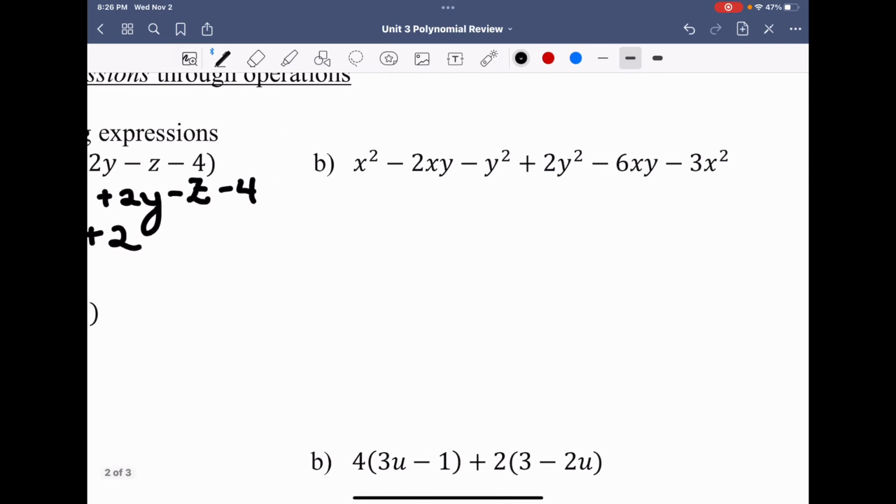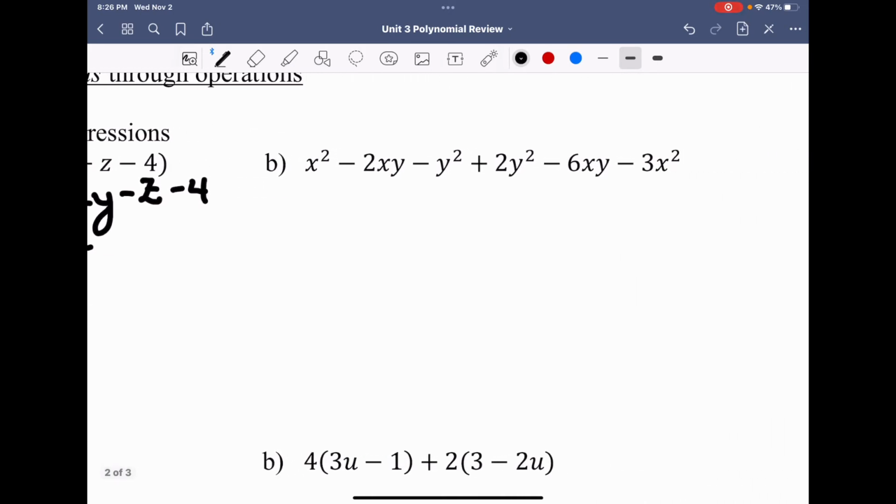All right, I go over to B here. To collect the like terms, it looks like they just want me to identify the common terms. My x squareds are going to get the single underline. My xy's will get the double underline. And then finally my y terms, I may just use a squiggle to represent those.